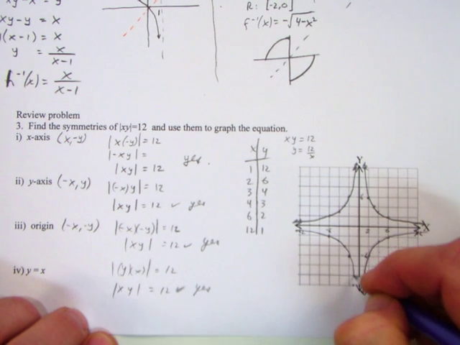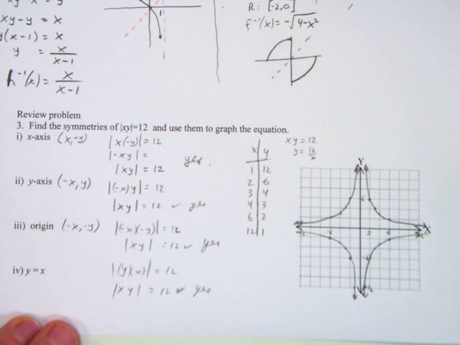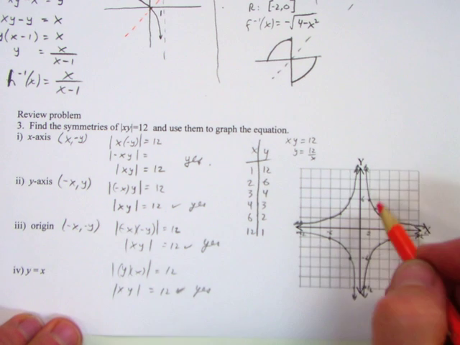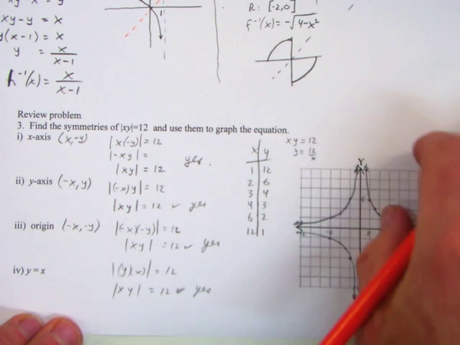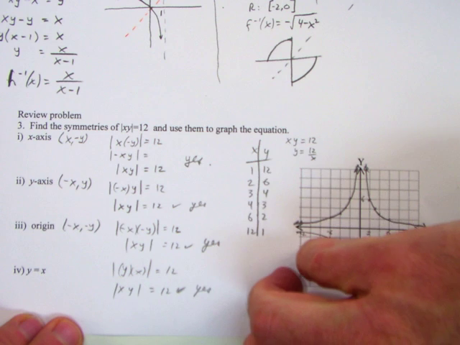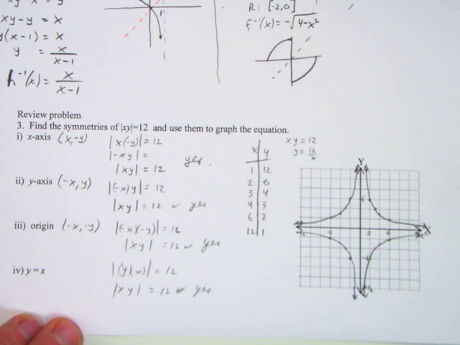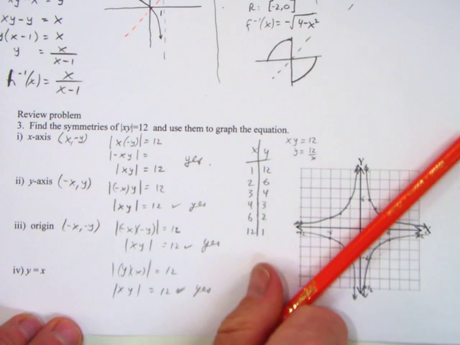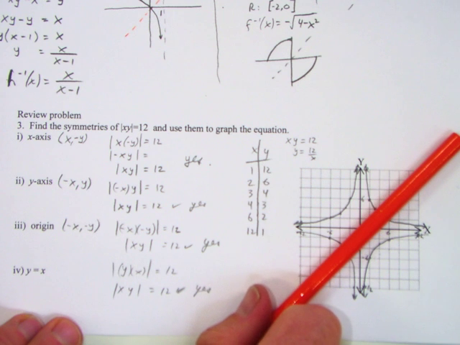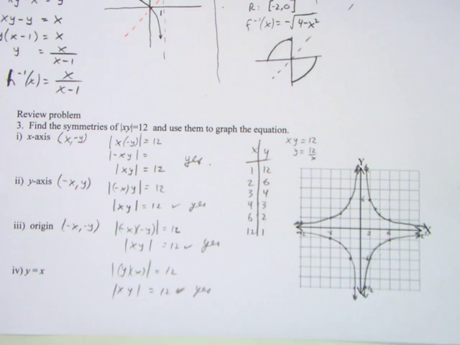Now, I didn't use the origin. The origin is taking all of our points here and basically rotating them 180 degrees about the origin. That works. And if I look at this graph and reflect it about the line y equals x, both halves match up. So here's a graph that is symmetric about the x-axis, y-axis, origin, and y equals x.